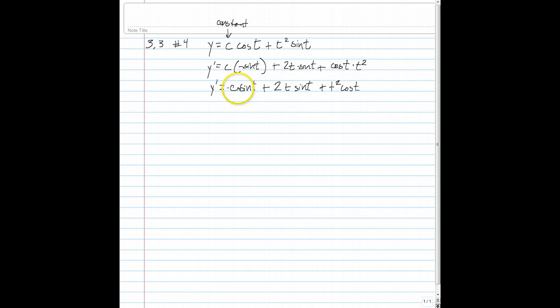And this would be fine if you put your answer in this way, but if you wanted to, you could factor a t out of these last two terms. So it would be negative c sine t plus t times 2 sine t plus t cosine t.